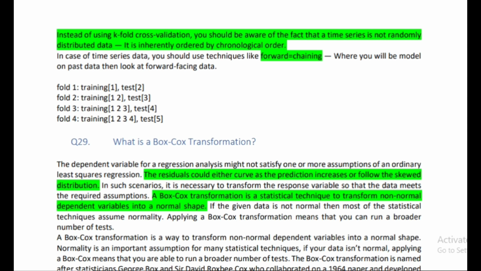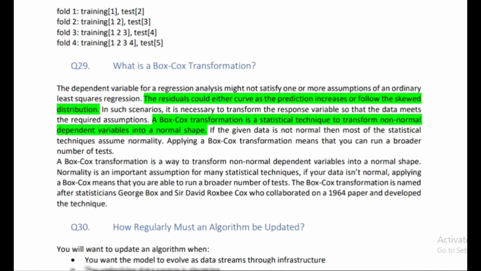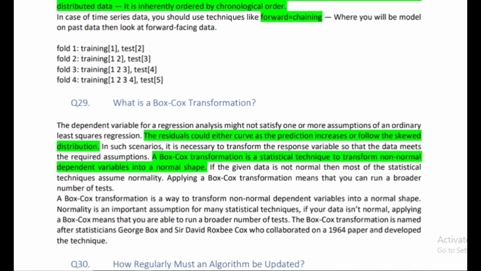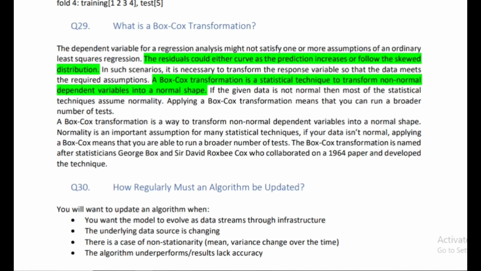Fold 1, training 1, test 2. Fold 2, training 1, 2, test 3. Fold 3, training 1, 2, 3, test 4. Fold 4, training 1, 2, 3, 4, test 5.